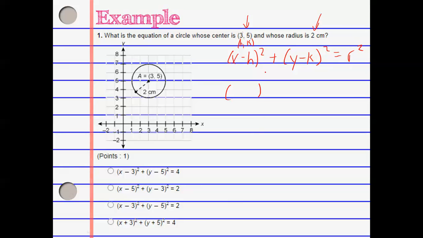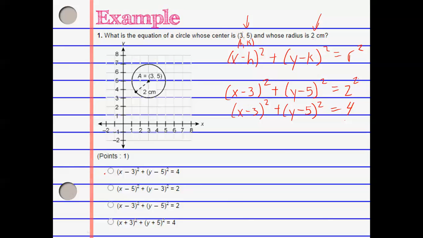So now here, remember, we have a positive 3. Negative times a positive is just a negative. So this becomes x minus 3 squared plus y minus 5 squared equals 2 squared. Don't forget to square that too. So then our final formula would be x minus 3 squared plus y minus 5 squared equals 4.